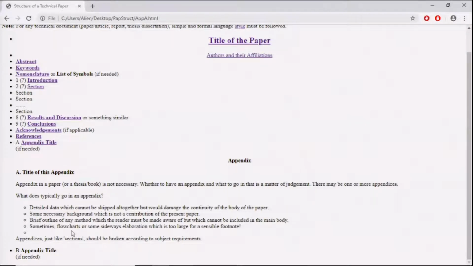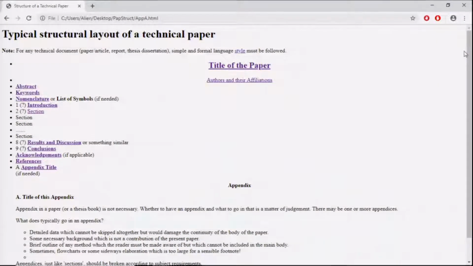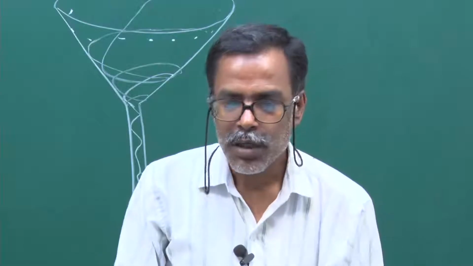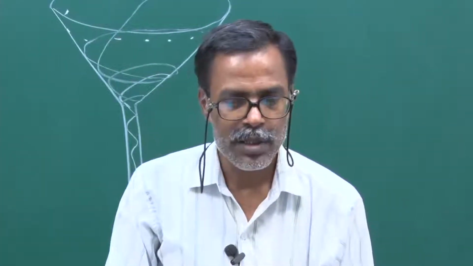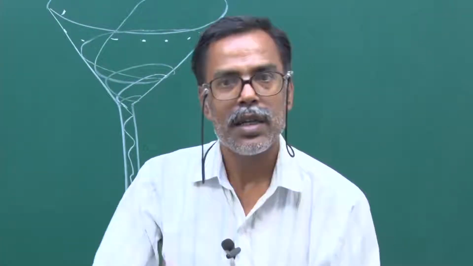And just like sections, appendices also are broken according to subject requirement. For every individual item, there is one appendix. So, this completes our discussion about the typical structural layout of a technical paper. Now, if there are any questions from anywhere of this entire lecture, please ask.